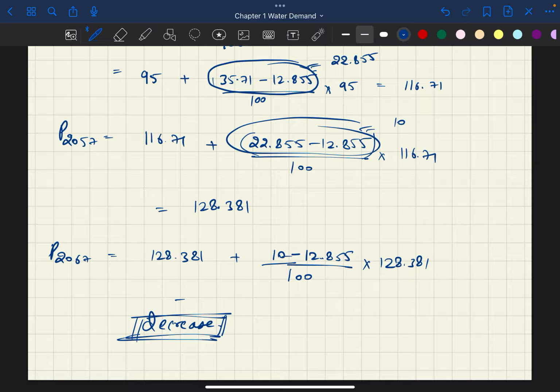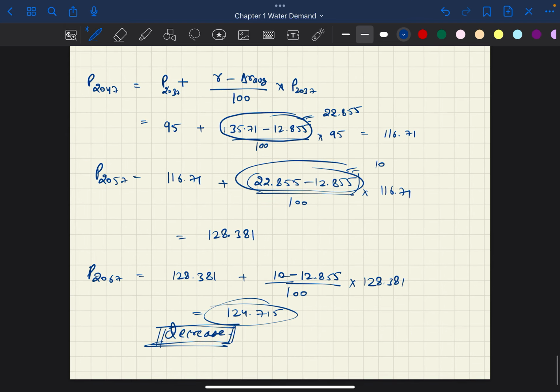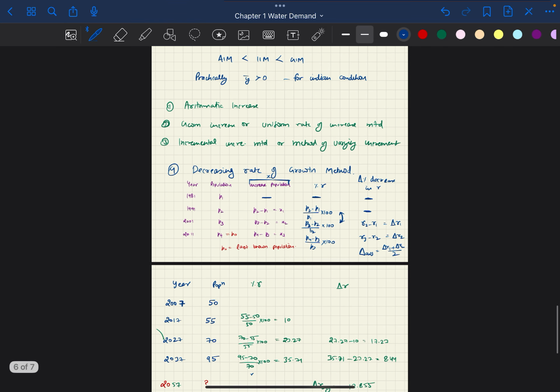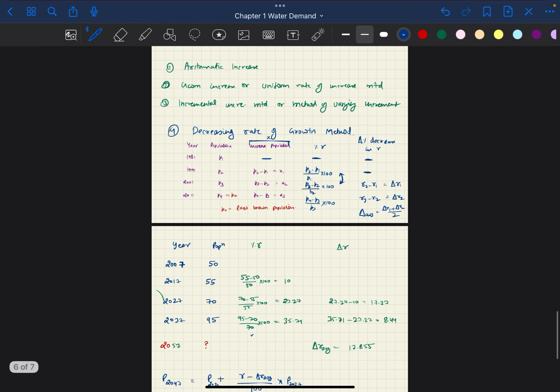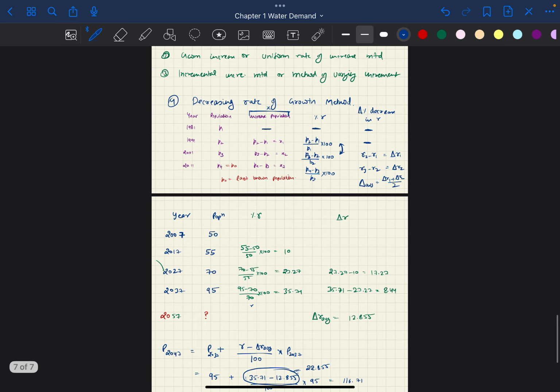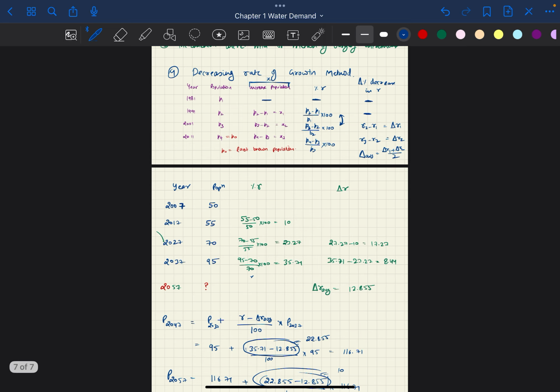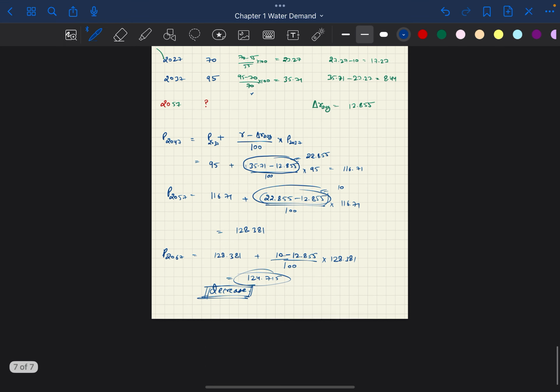This value is going to come 124.715. So like this we calculate decreasing rate of growth method. This method is applicable only when rate of growth of population shows a downward trend.